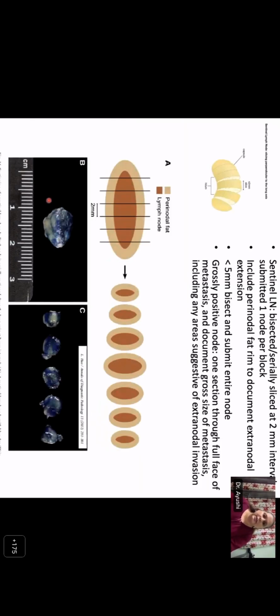So how do you process the sentinel node? You have to bisect the node, or depending on size, serially slice it at 2 mm intervals and submit one lymph node per block. We should always remember not to strip the lymph node of the perinodal fat, but submit at least some amount of perinodal fat rim around the lymph node to document the presence of extranodal extension.